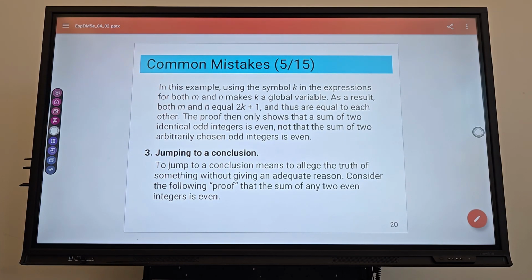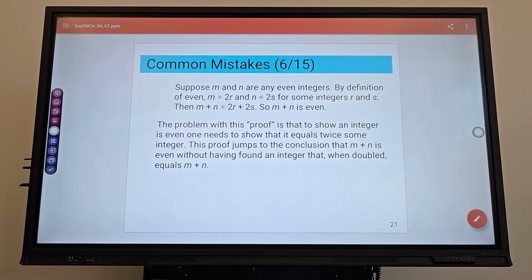Jumping to a conclusion. To jump to a conclusion means to allege the truth of something without giving an adequate reason. Let's see here. Suppose m and n are even integers. By definition of even, m equals 2r and n equals 2s for some integers r and s. Then m plus n equals 2r plus 2s, so m plus n is even. There are some missing steps there. You're jumping to a conclusion.